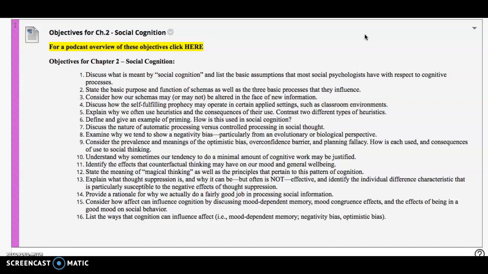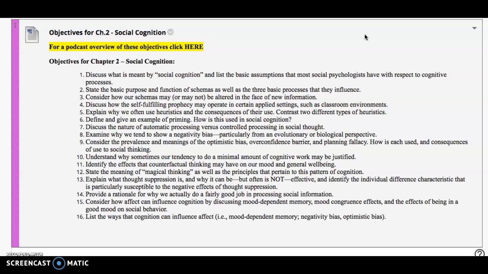Examine why we tend to show a negativity bias towards certain people or things, and particularly explain this from an evolutionary or biological perspective. How might negativity bias aid us in our evolutionary cycle? We learned about some of the different perspectives social psychologists take, and one of those is the evolutionary perspective. So how might negativity bias serve us well if you come from that perspective?